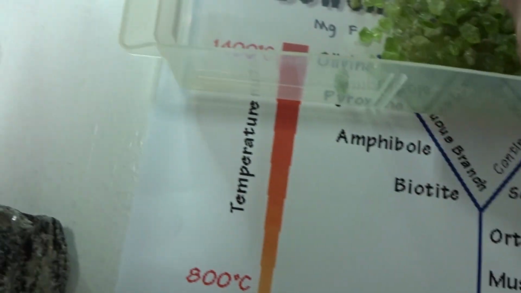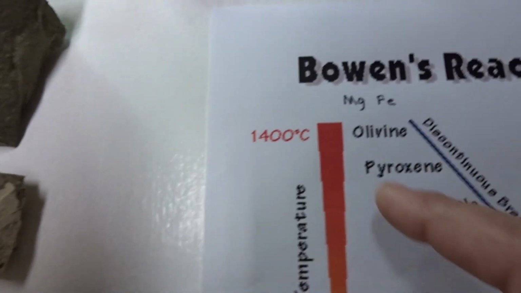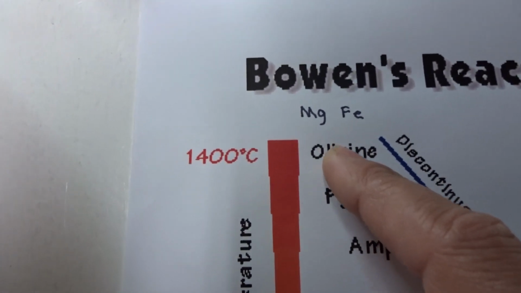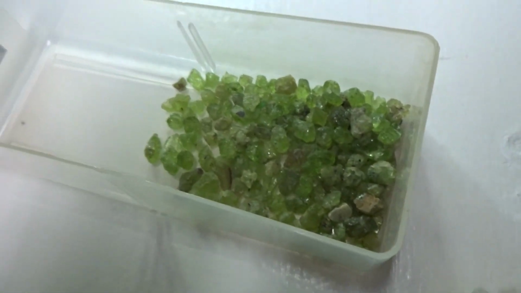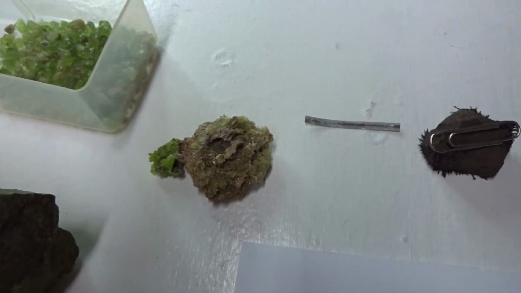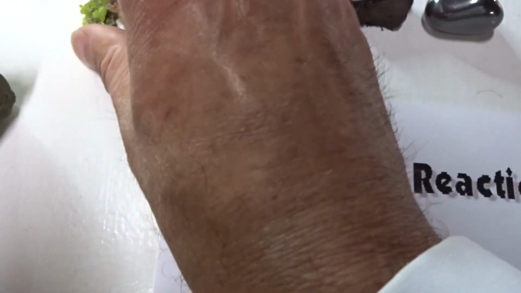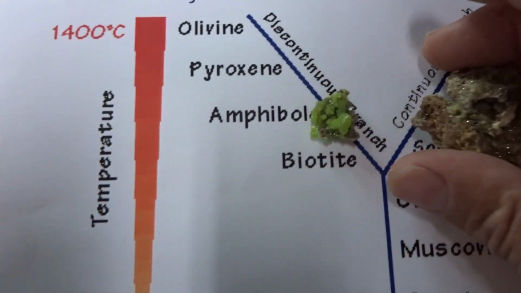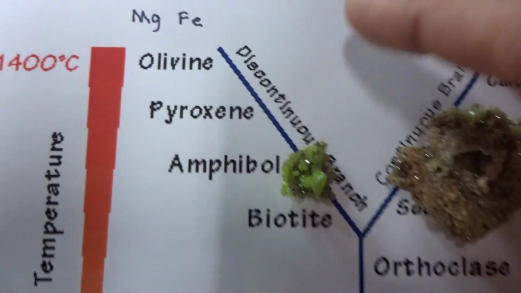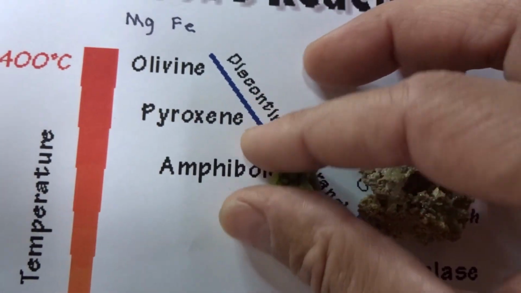Once you get into the mafic series, they tend to be green and brown. The first one that we see that precipitates out will be the peridot. You may say peridot, I like saying peridot. The second one is olivine, and as you can see, as with the peridot, the olivine is green crystals.